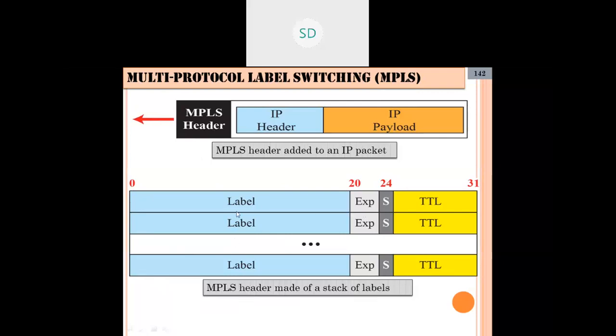It is again 32 bits. This is nothing but a stack of labels, a stack where you have various labels. Next, EXP. Now we will discuss what is EXP, what is S, and what is TTL. In this particular case, the MPLS header is actually a stack of subheaders that is used for multi-level hierarchical switching. So what do you mean by label here?